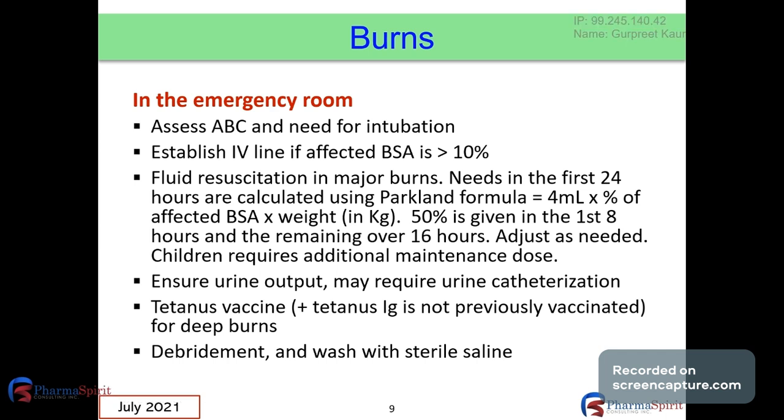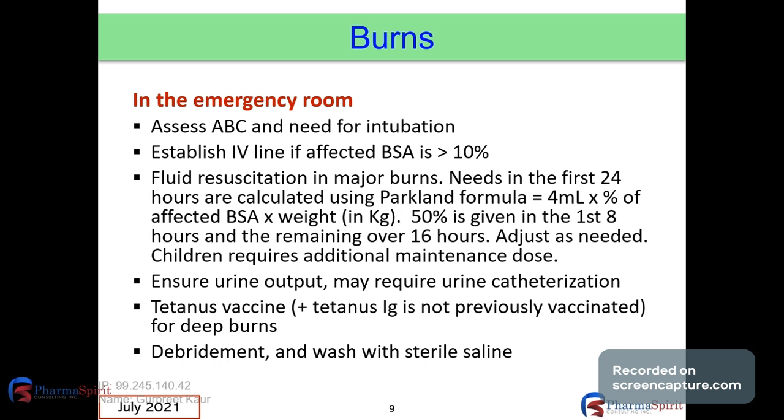As we mentioned before, patients with major burns are at risk of fluid loss due to the evaporation of water from the deeper tissue of the skin. So those who have major burns will need fluid replacement. And the needs in the first 24 hours are usually calculated using the Parkland formula. So I provided the Parkland formula here for you.